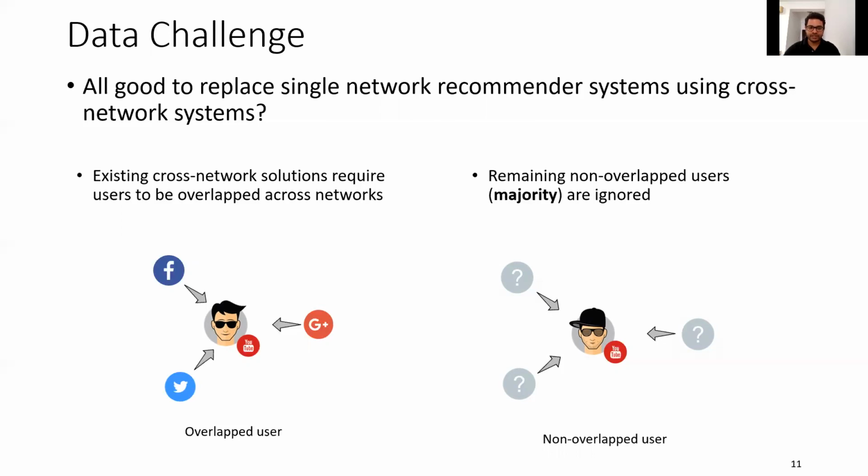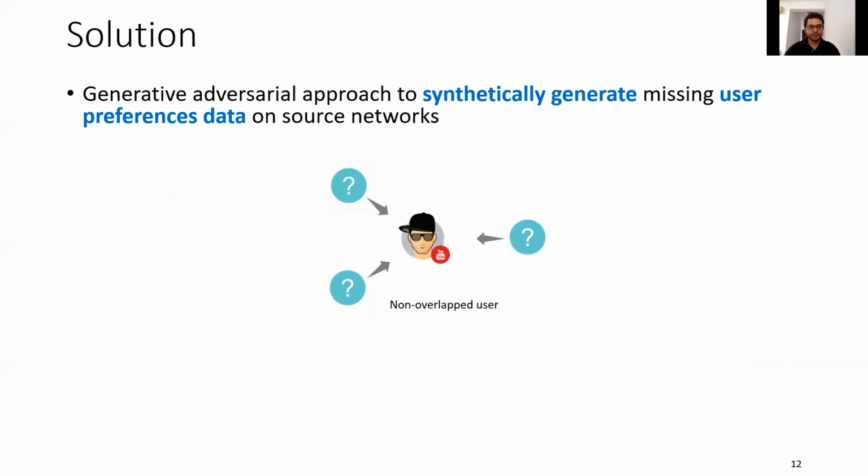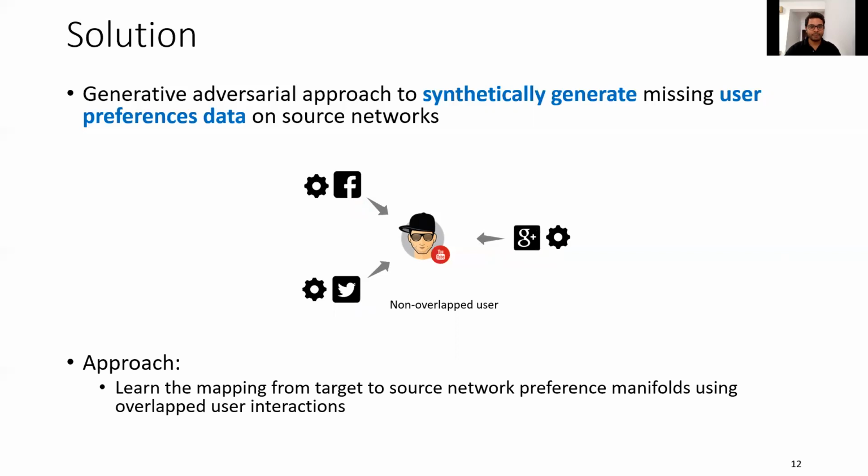Also, this is a generic problem in any cross-network solution, not only cross-network recommendation systems. Therefore, as a solution, we propose a generative adversarial approach to synthetically generate the missing user preference data on source networks for non-overlapped users. And the approach is to learn a mapping from the target network to source network preference manifolds using the non-overlapped users.